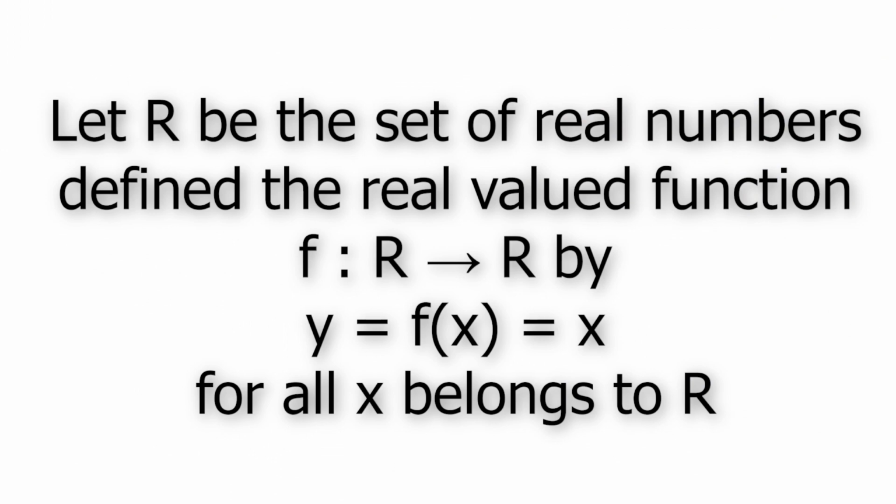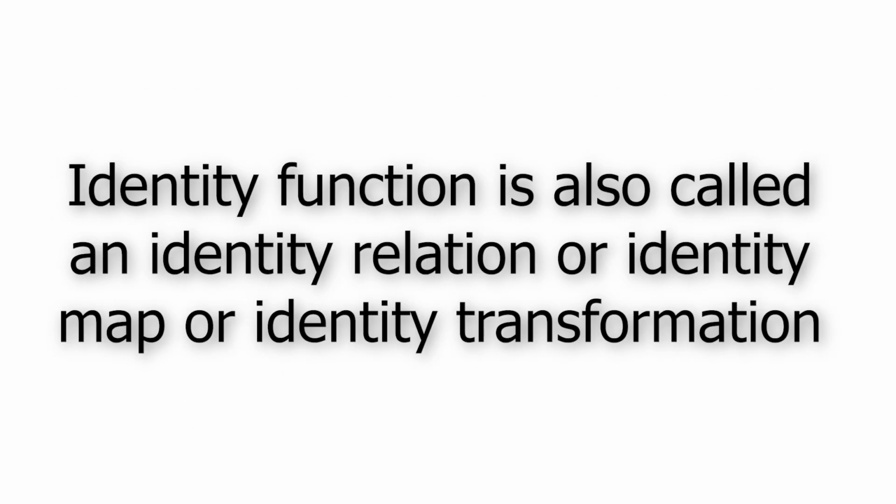Identity function. Let R be the set of real numbers. Define the real valued function f: R to R by y = f(x) = x for each x belonging to R. Such a function is called the identity function.